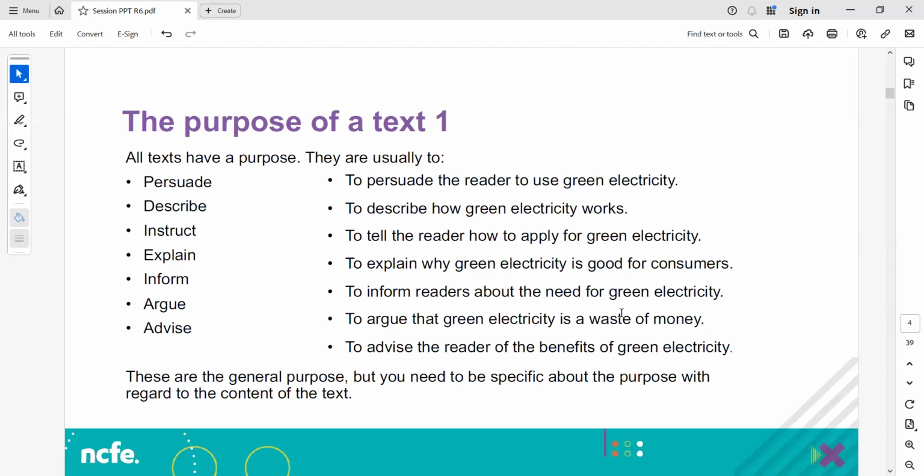So you can see we're sticking to one topic there, green electricity, and how the purpose of the text can differ even though the topic might be the same. So these are general purposes, but you need to be specific about the purpose with regard to the content of the text. So if you're asked about the purpose, you need to be specific, referring to points in the text.